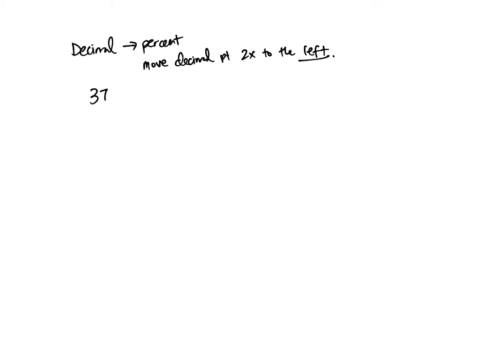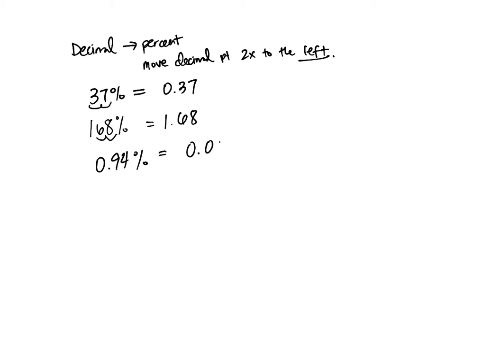If I look at 37%, that's the same as, if there's no decimal point, we assume it's at the end. So there's going to be 0.37 in decimal form. 168%, moving the decimal 2 times, 1.68. 0.94%, it's a really small percent. It's going to be the same as 0.0094, moving the decimal point 2 times and filling in whatever zeros I have to.